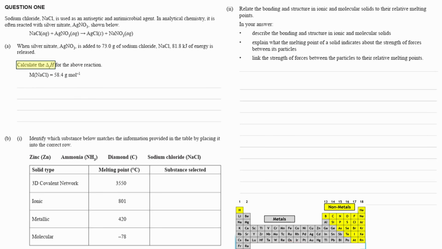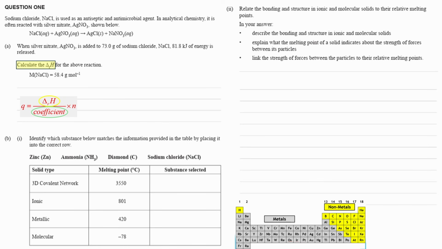Now, to calculate delta rH, I always ask my students to remember the following equation, and that is the energy that is given off or absorbed is equal to the enthalpy of reaction divided by the coefficient of the substance that we're looking at times the moles of the substance we're looking at. In this case, remember, we identified that the substance we're looking at is sodium chloride because it's 73 grams of sodium chloride. Now here, I want to work out delta rH, that's our unknown.